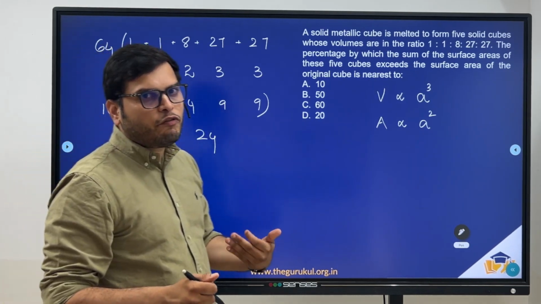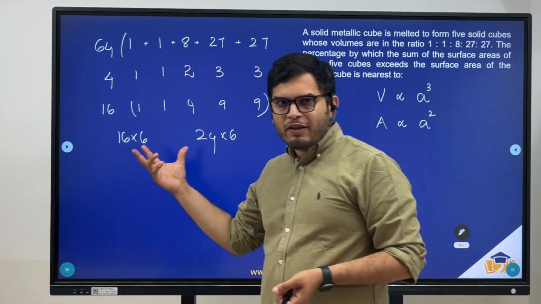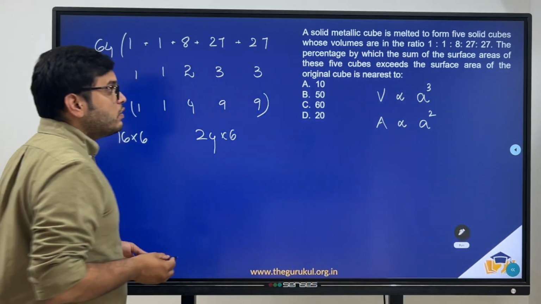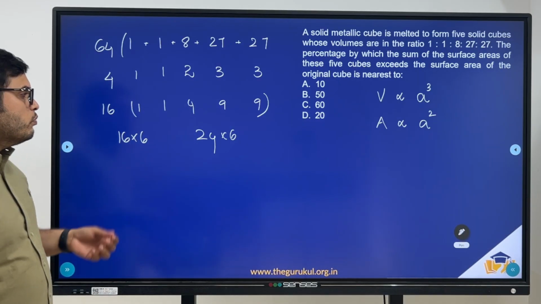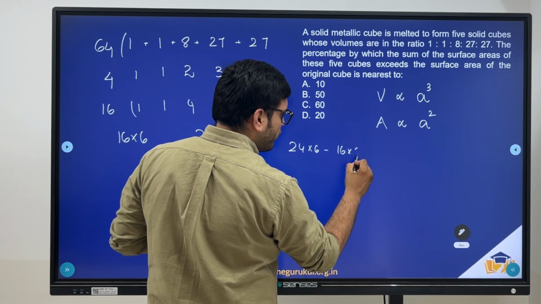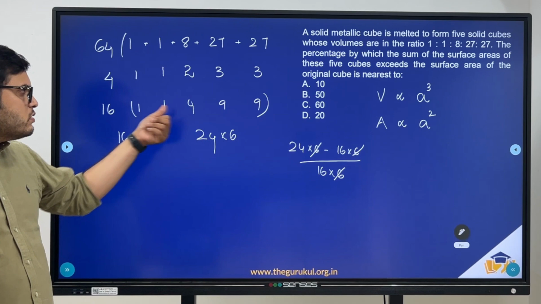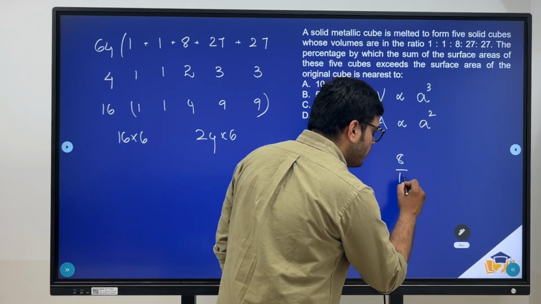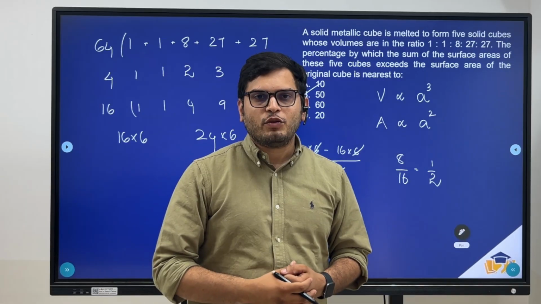But they are not 24 and 16. Actually this is 24 into 6 and 16 into 6, because the surface area of a cube is 6a square. Now what was asked? The surface area of these 5 cubes exceeds the surface area of the original cube. So (24 into 6 minus 16 into 6) by 16 into 6. Now you can eliminate 6, so that's the reason I did not consider 6 here. Now 24 minus 16 is 8. 8 by 16 is 1 by 2, which is nothing but 50%. Hence option B should be the answer to this question.